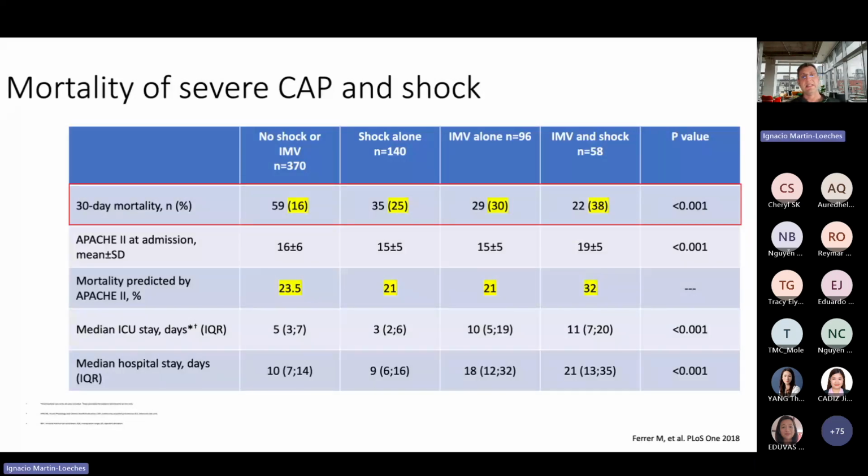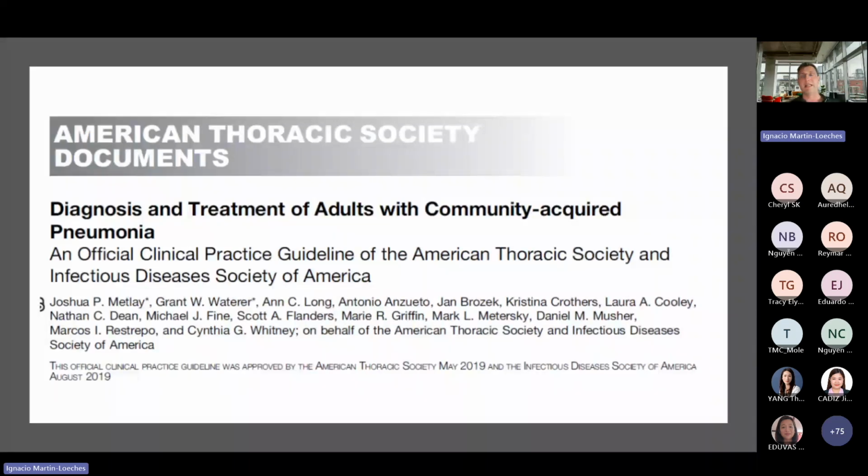There are different guidelines that have been trying to guide the management of patients with community-acquired pneumonia. These are the latest guidelines, published by the American Thoracic Society and the Infectious Diseases Society of America in 2019. But unfortunately, these guidelines are for everything. They are not for patients with severe community-acquired pneumonia. They are for patients from out of hospital to in hospital to ICU community-acquired pneumonia.